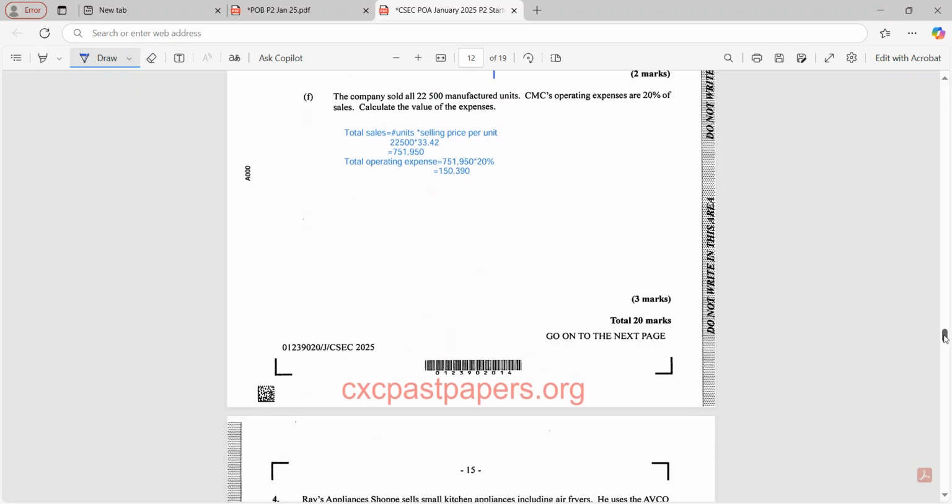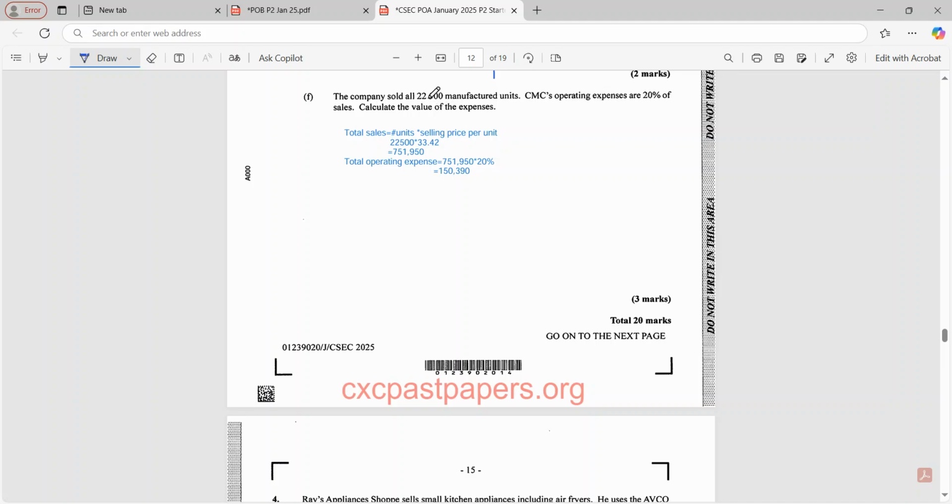You can try both of them in your calculator and you'll see that they're both correct. Then we move on to F. The company sold all 22,500 manufactured units. CMC's operating expenses are 20% of sales. We're supposed to calculate the value of the expenses. So first we have to find total sales because they told us that expenses is a part of sales or a percentage of sales. We have to know what the sales is first.